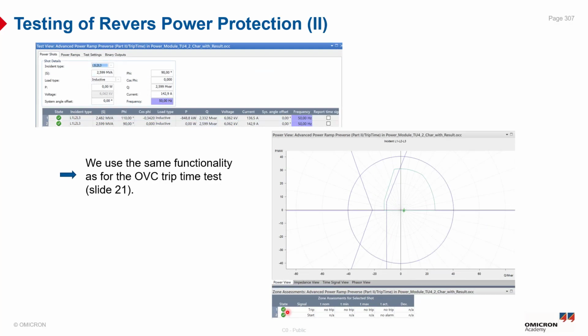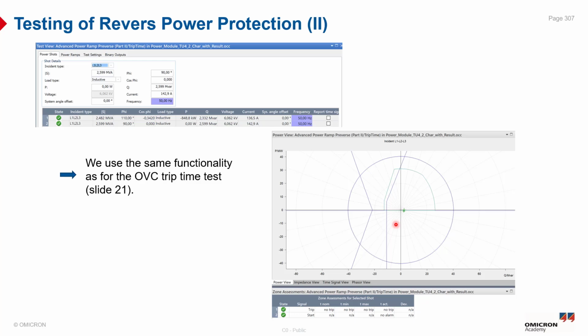Last but not least, how to test the reverse power protection also using the power shots. Simply, we can place some shots above and under the reverse power characteristic, and we expect a trip if it's above the threshold of the reverse power, and no trip if it's below the threshold. We will now look at an overview of the power module in our case.